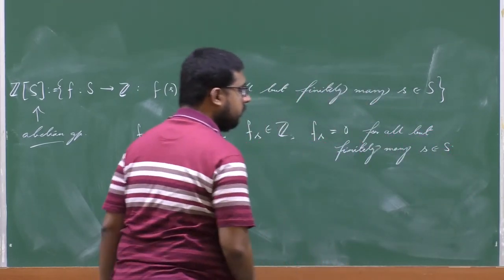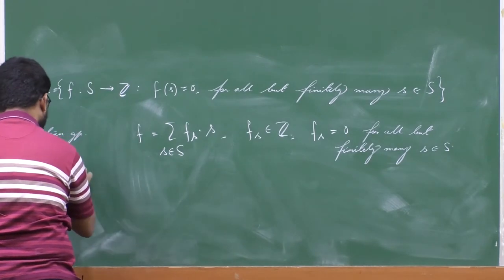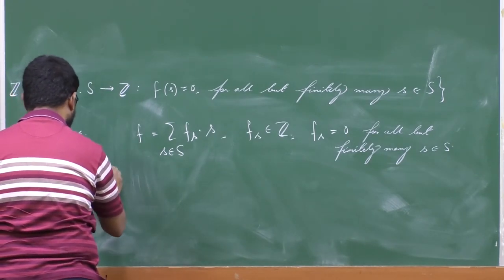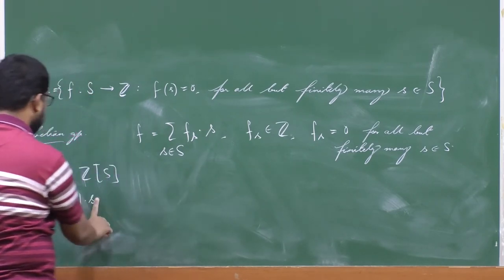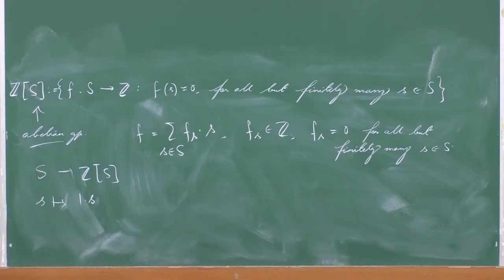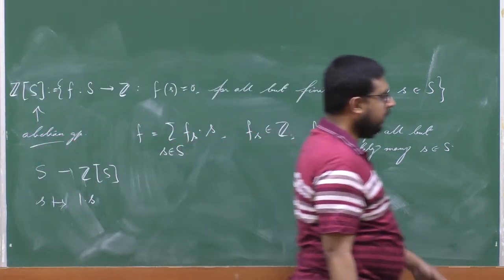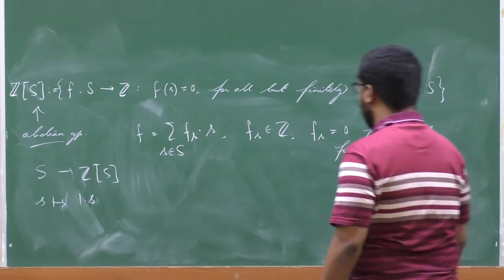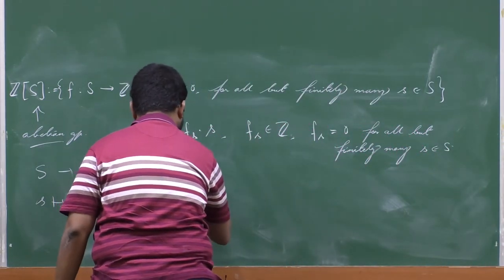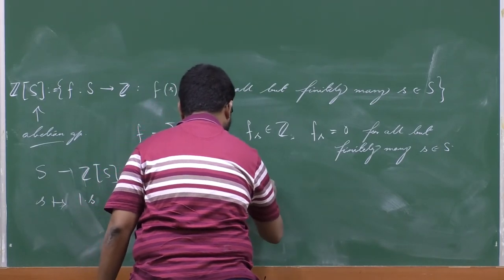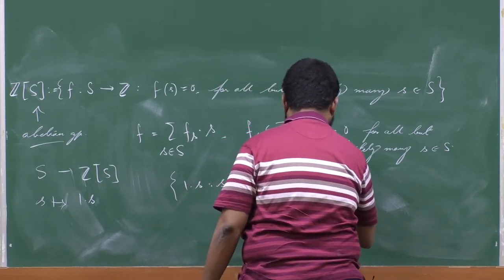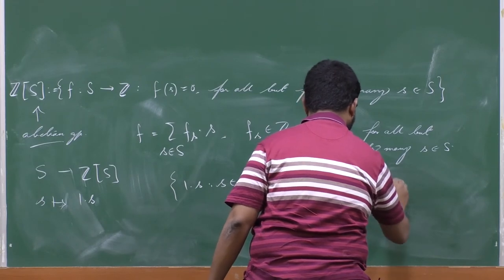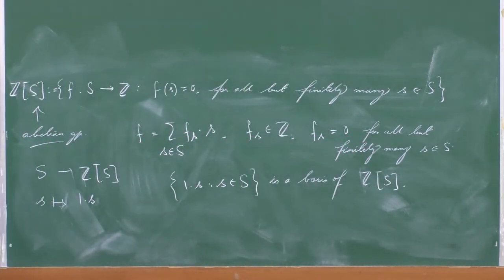So the same thing is going on. Next, another thing: from S to Zs, we have the map sending each S to the map 1 times S. That is the map that takes the value 1 at the point S and 0 elsewhere. And then we use the normal observation, that this set of 1 times S is a basis of the abelian group ZS. Why? In exactly the similar way.